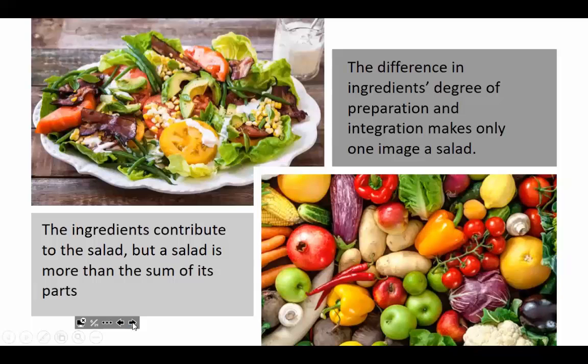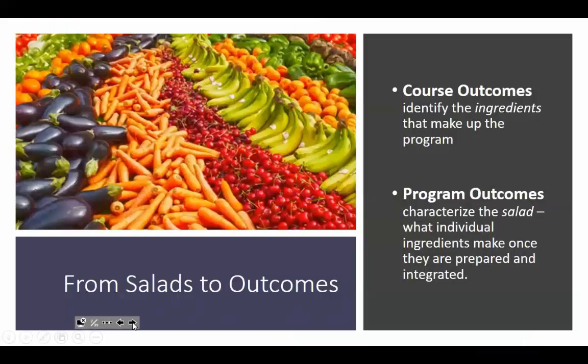So, your course outcomes, at the course level, identify the ingredients that make up your program outcomes, right? These are all the little pieces. Your program outcomes characterize the salad. So basically the way we want to think about this is your course outcomes are these types of vegetables, and then when your students graduate, they're a nice big plate of salad.